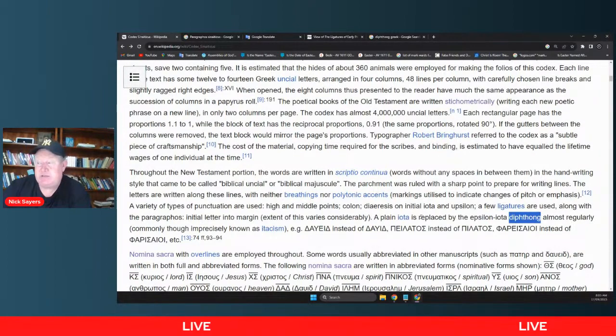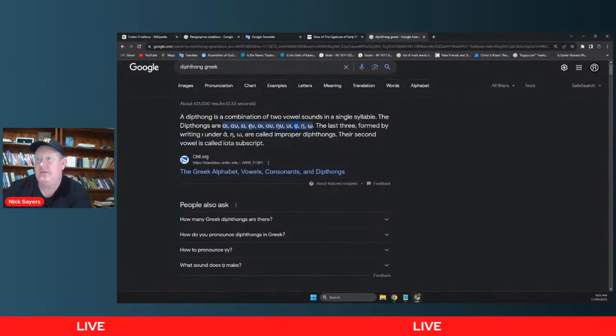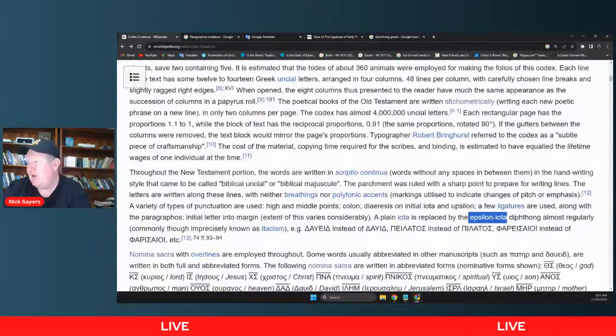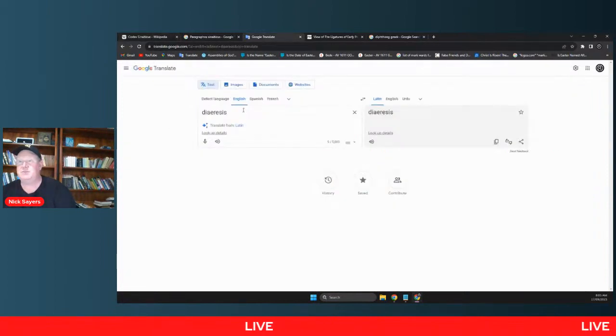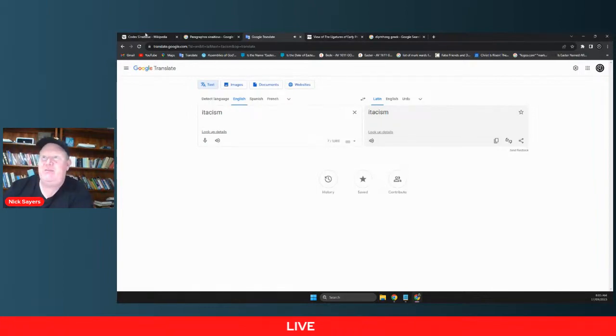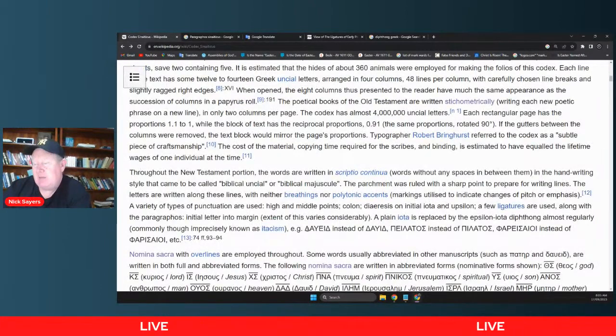So a plain iota, so a normal iota, is replaced by the epsilon iota diphthong. Okay, so basically it's replaced by that, which sometimes it should just be a normal iota, but sometimes it's replaced by that. Almost regularly, commonly though imprecisely, known as Itacism. So I've got to work out how to say this word properly. Itacism. Itacism, that's better. I was saying Itacism. Didn't really help.